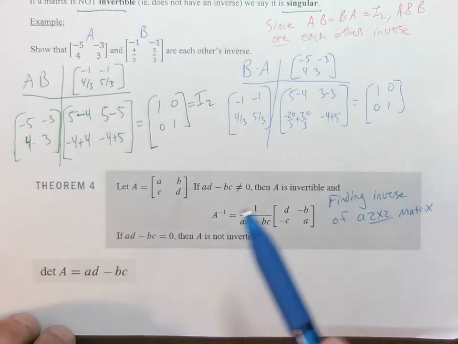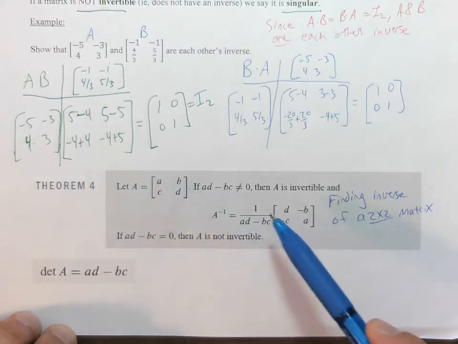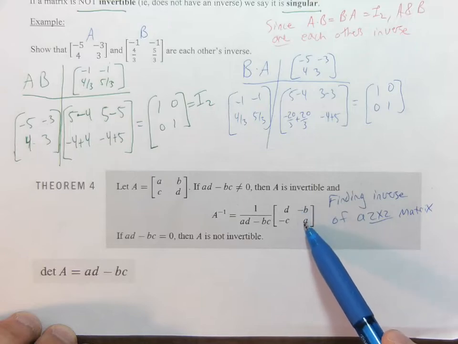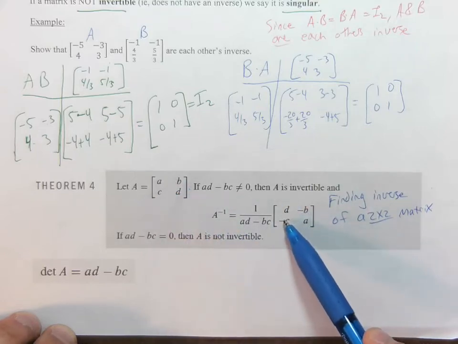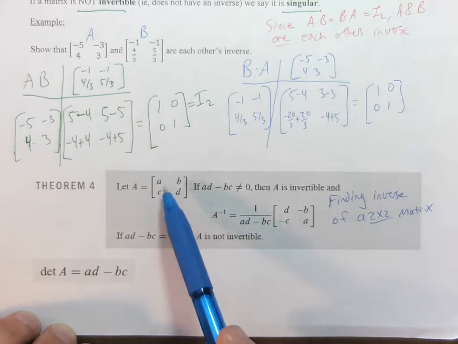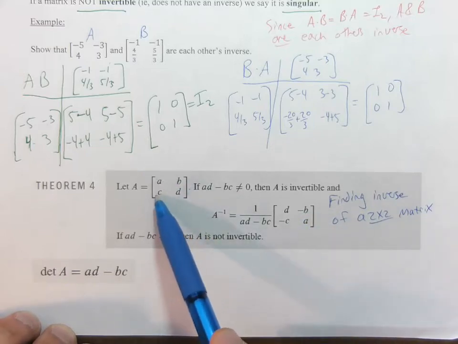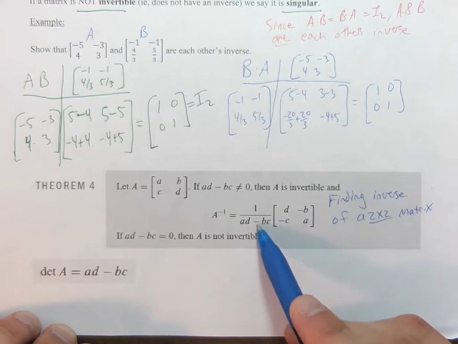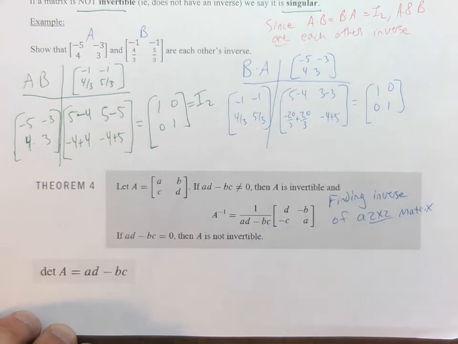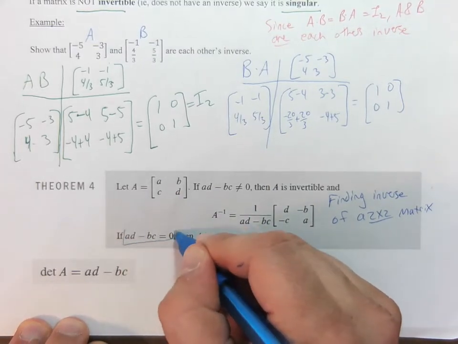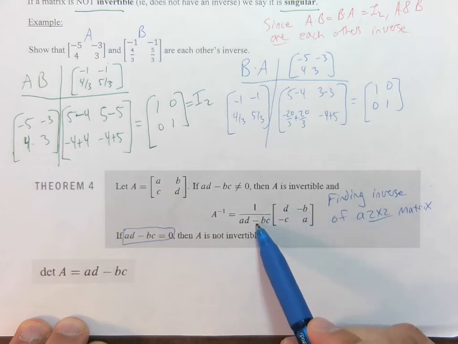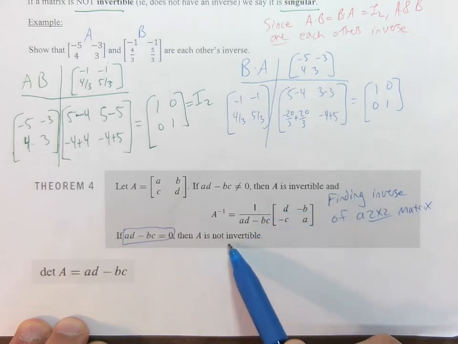And so look at what happened here. The A and the D switched spots, right? So it's D, A. And the C and the B stayed in the same spot, but they just became negative, right? So the way you do it is you switch these two, make those two negative, and then you multiply everything in the matrix by 1 over AD minus BC. And you can see it's talking about if AD minus BC is 0, then this is 1 over 0, and that's a problem, right? And that just means that A is not invertible.